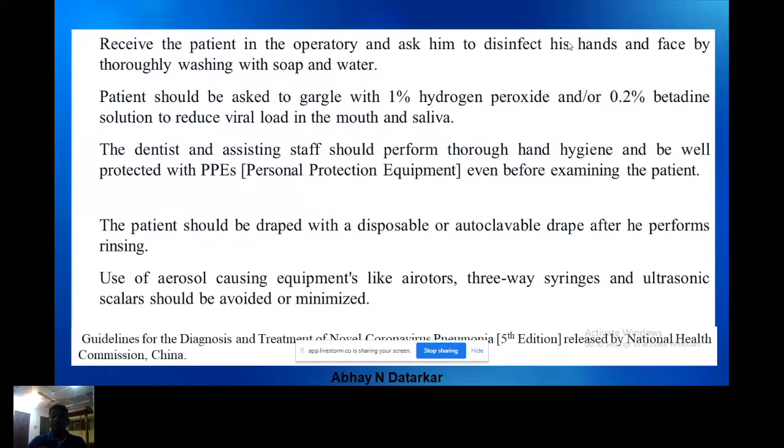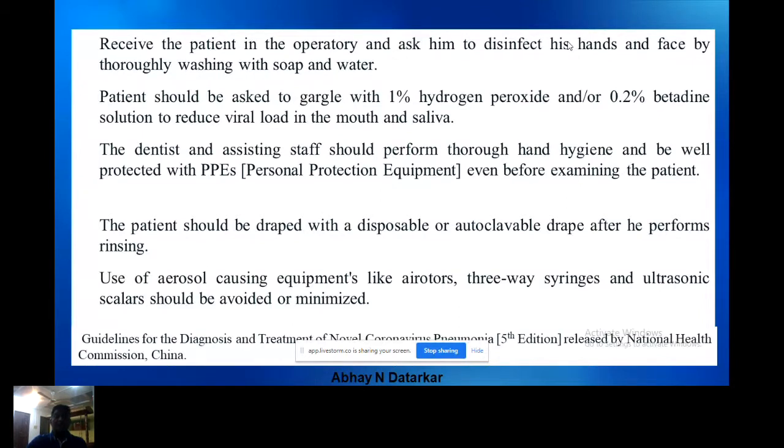I mentioned to you that hydrogen peroxide is very effective, and the betadine. So, 0.2% betadine solution reduces the viral load in the oral cavity, the saliva and the mouth. The dentist and the first assistant should use the personal protection equipment, and I have already told you the second degree personal protection equipment is recommended.